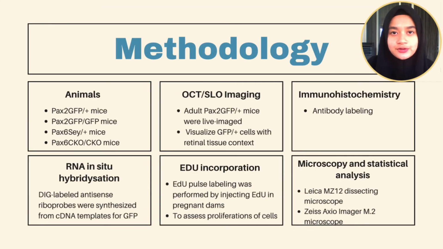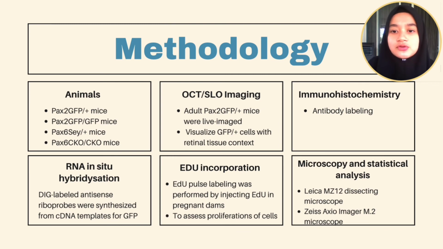There are a few methodologies that were used to conduct the experiments in this research. Firstly, the researchers used mice, mutated in such a way that they could understand the roles of the PAX2 gene. The versions of the mutated mice are the PAX2 GFP plus mice, PAX2 GFP mice, PAX6 SEY mice, PAX6 CKO and CKO mice. Then there is OCT and SLO imaging, where the adult PAX2 GFP plus mice were imaged live to visualize GFP plus cells within the retinal tissue context.